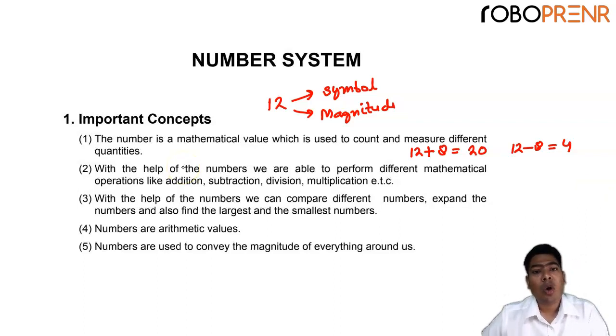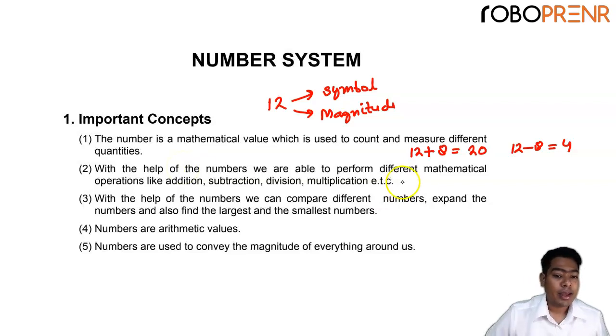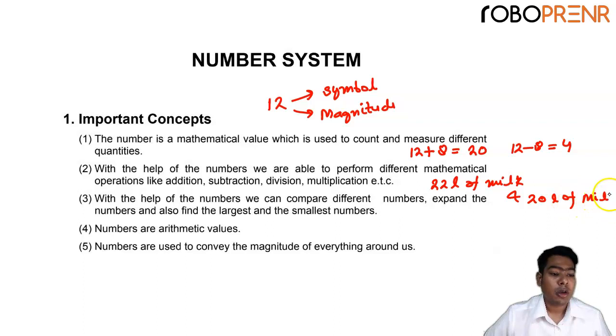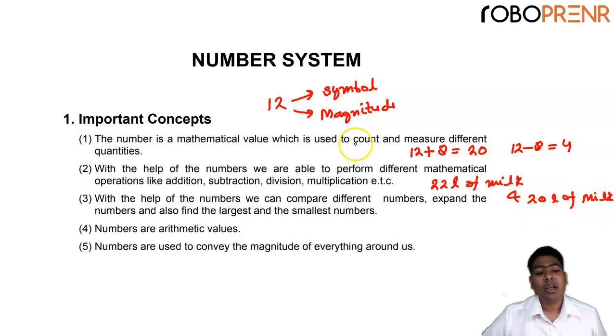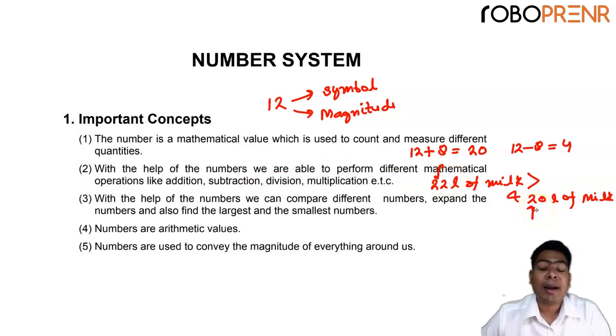With the help of numbers, we can also measure and compare quantities. For example, let's take 22 liters of milk and 20 liters of milk. It is obvious that 22 liters of milk will be greater than 20 liters of milk. With these symbols, 22 and 20, we are actually comparing a physical quantity, which is the volume in this case. 22 liters of volume is greater than 20 liters of the volume of the same quantity, that is milk. So far so good. Let's move to the next concept.